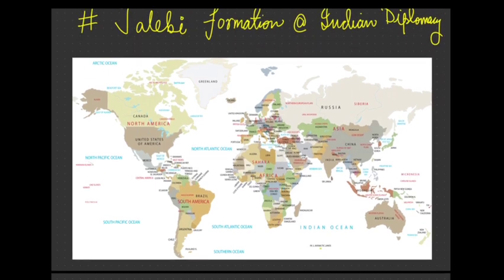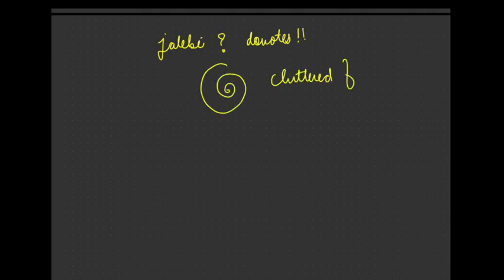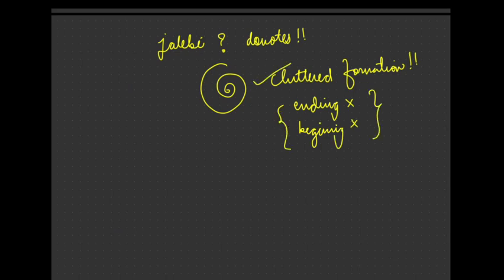Before coming to this, what does the Jalebi formation mean? What does Jalebi denote? I think Jalebi denotes what we see, a cluttered formation, which means it has no ending as well as no defined beginning. So it is a very cluttered form, and this cluttered form is what is being referred to here as the Jalebi formation.